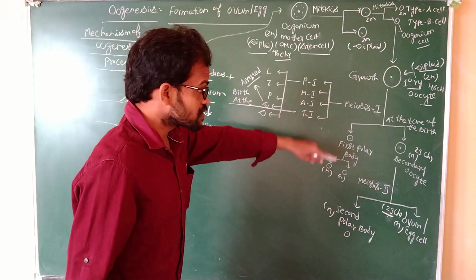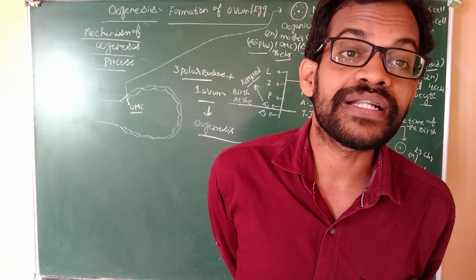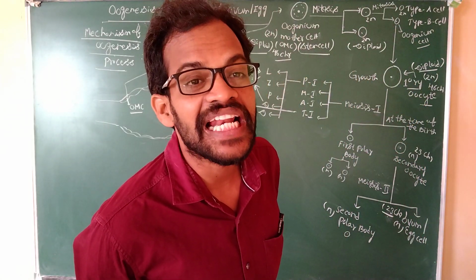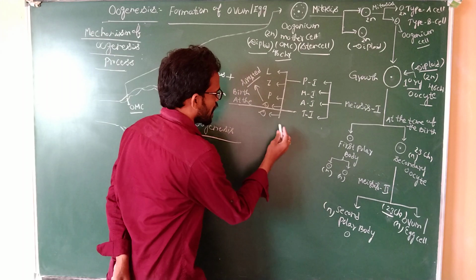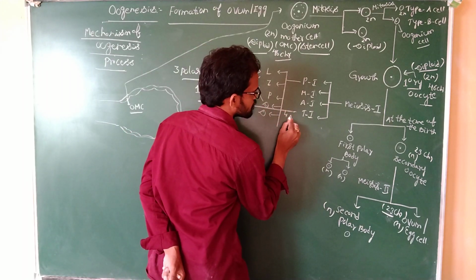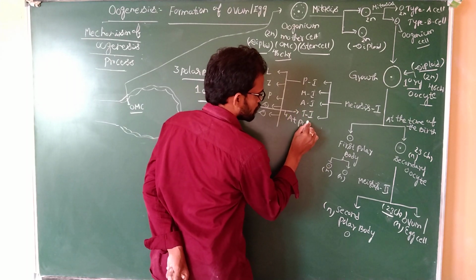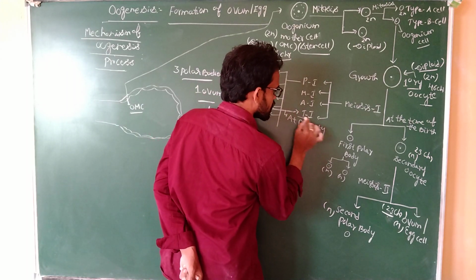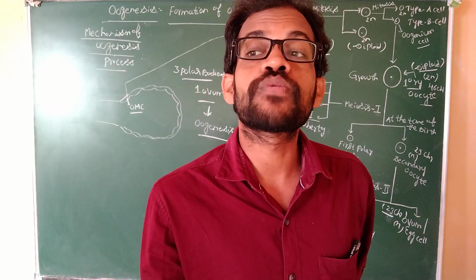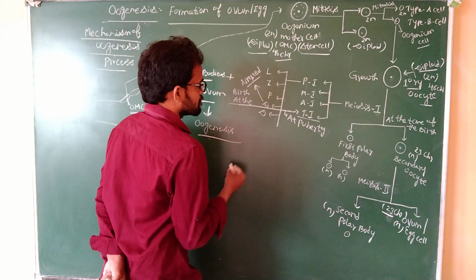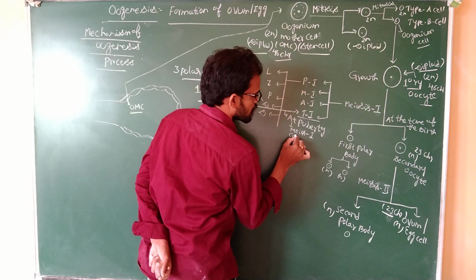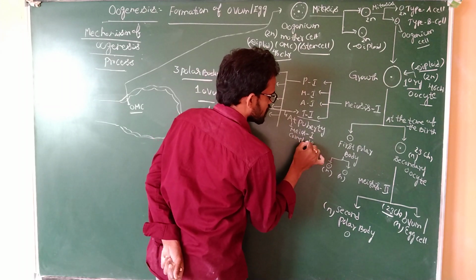Meiosis 1 is started before the birth, but it is completed only once the female baby reaches adolescence or puberty age. Meiosis 1 starts before the birth and is completed after puberty.